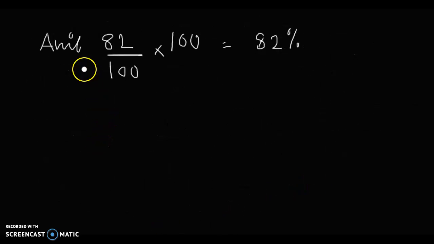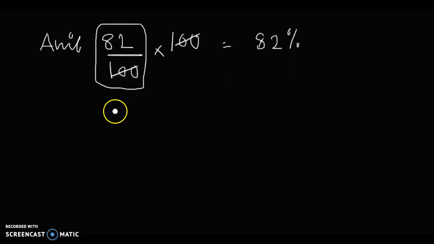Okay, so how do we do this? Anil gets 82 out of 100. To convert this into percentage, we must multiply this fraction by 100, which gives 82%, because the 0 and 0 cancel and it becomes 82. Anil gets 82%. Let's see what Beena gets.